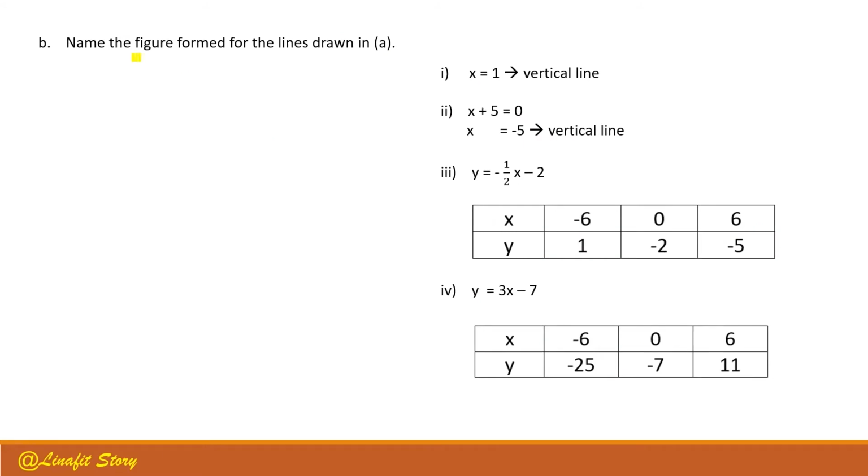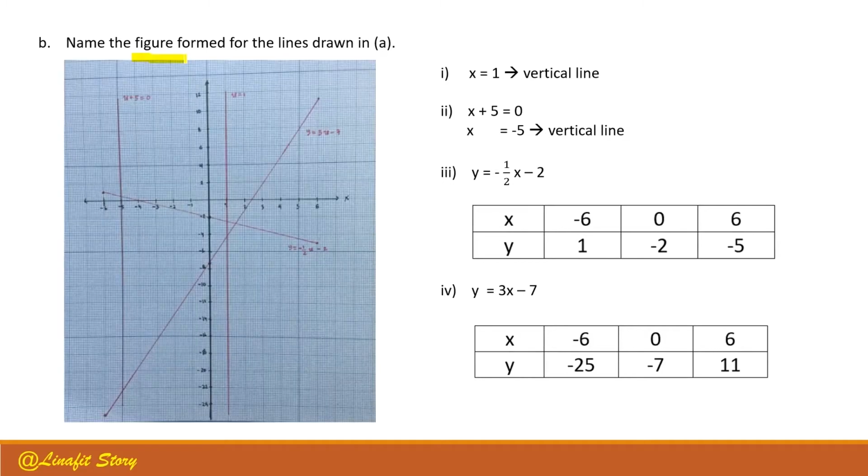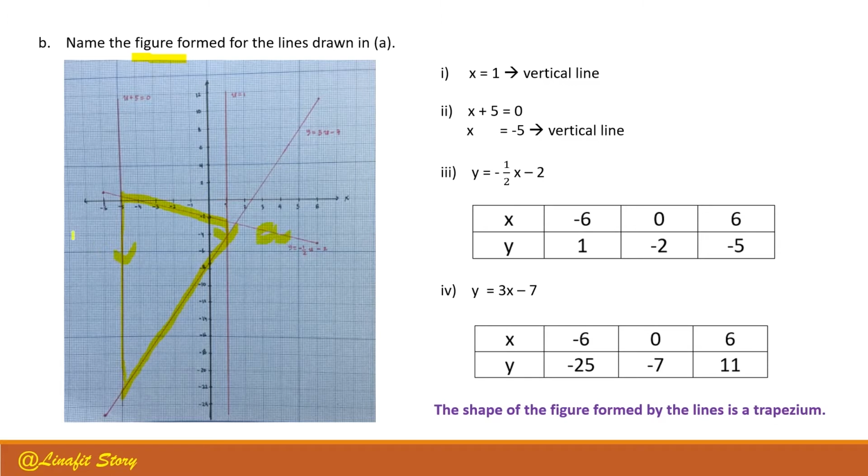Question B, name the figure formed for the lines drawn in A. Here's the graph. So the shape of the figure formed by the lines is a trapezium. Here is the trapezium. This is the pair of parallel lines. Let's say this is A, this is B, and then this is the height of the trapezium.